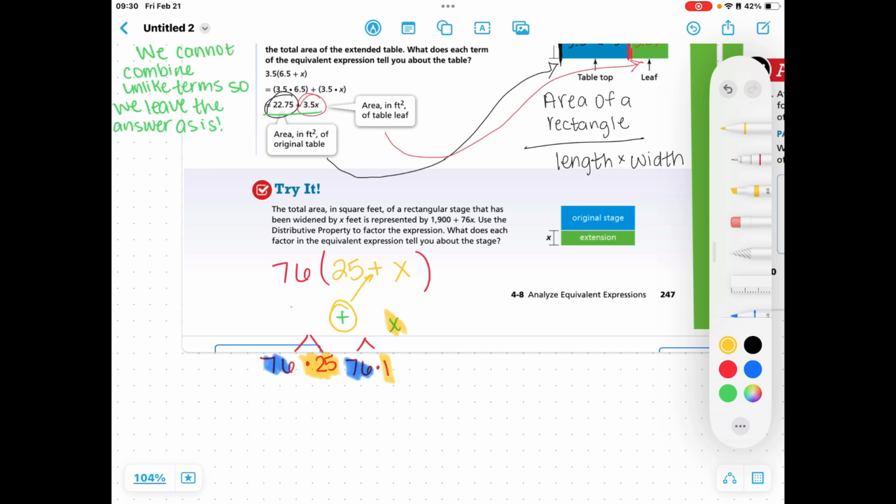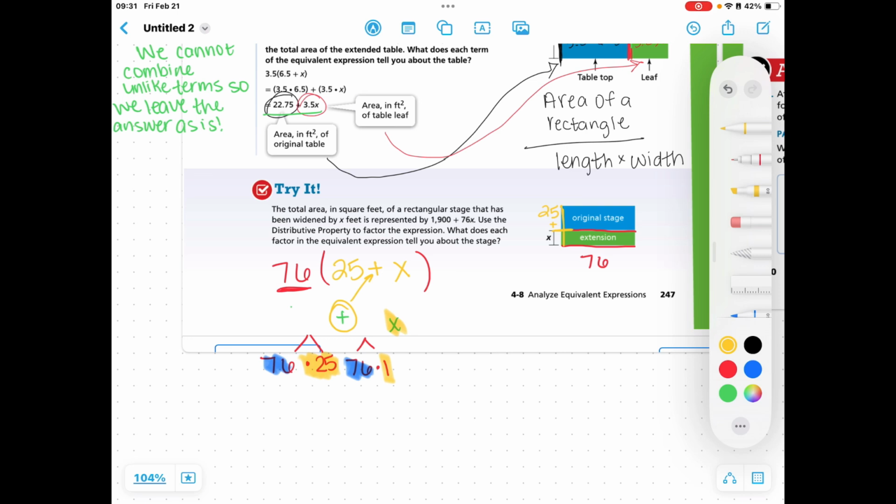Now, what does this represent? Well, this is going to represent your 76. That 76 needs to be multiplied by both of the rectangles. Therefore, it is the length of both the rectangles. Whereas your width, notice what we have here. We already have an x. We have an x that's being left out, but we have to plus this 25 as well.